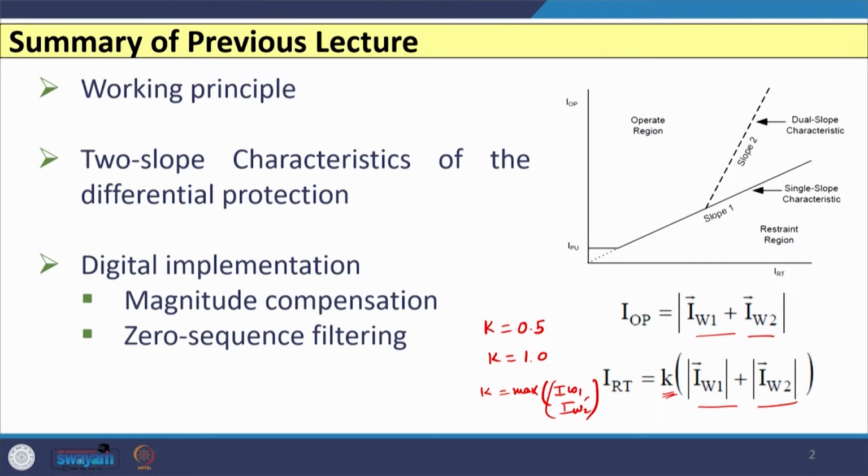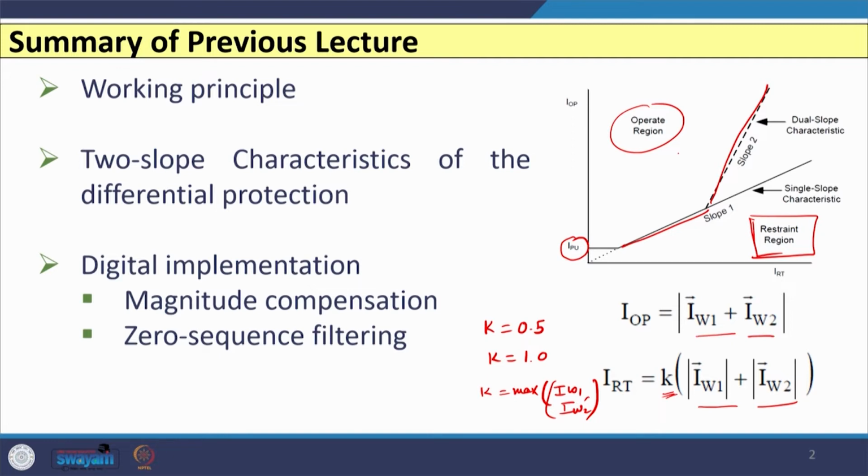We have also discussed the importance of this IPU setting, which is the initial threshold which has to be crossed, and then we have discussed slope 1 and the importance of slope 2. We have seen that if any operating point falls in the region above this characteristic, then that is known as the operating region and the relay has to operate, and if any point falls in the region below this characteristic, then the relay should not operate and it has to block.